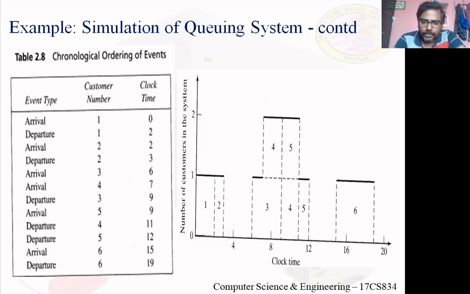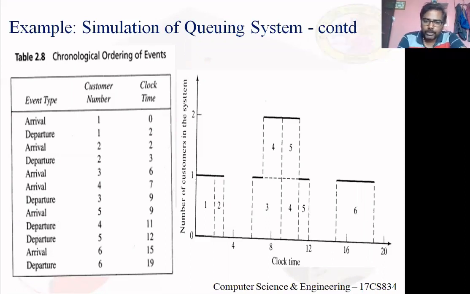Now at time 2, what happens? Until time 2, there is only one customer, and that is customer number 1. At time 2, this customer 1 will depart. Depart means there will be 0 customers, but immediately the second customer will arrive. So even at time 2, the second customer arrives.